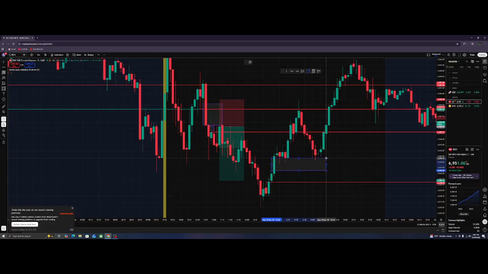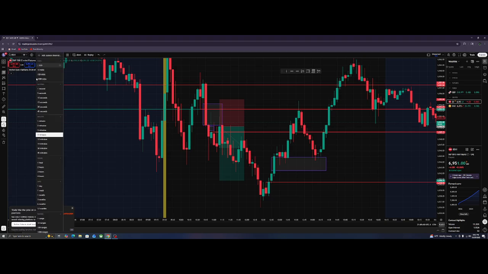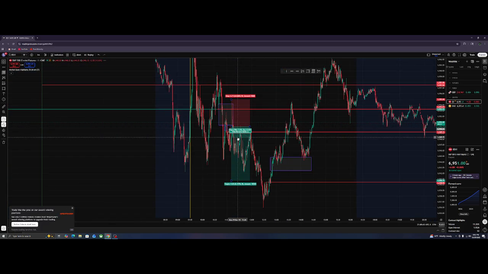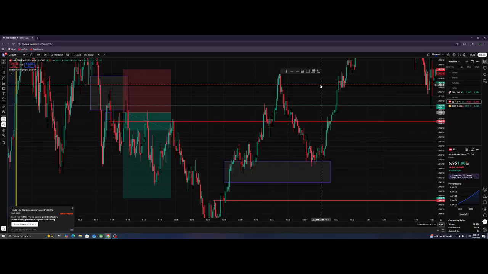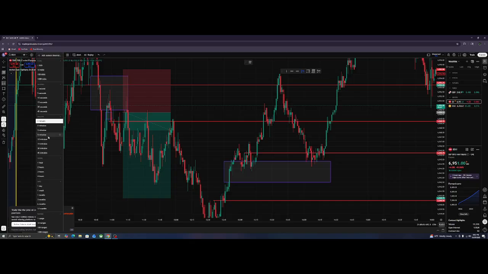Here, your fair value gap gets hit twice, here and here. Go to the 1 minute. Trading is simple if you make it simple. Break of structure here, you put in a trade. Let me go to the 5 minute.